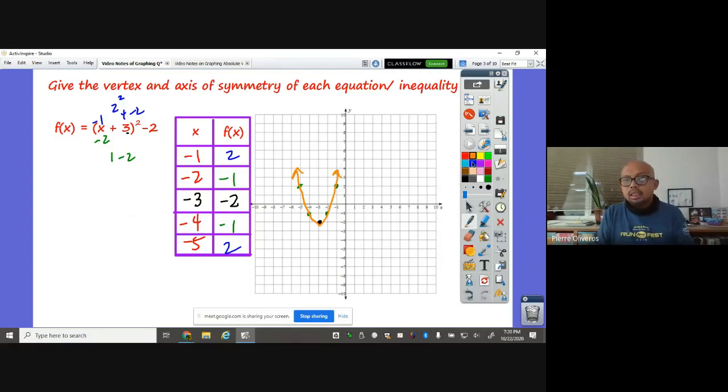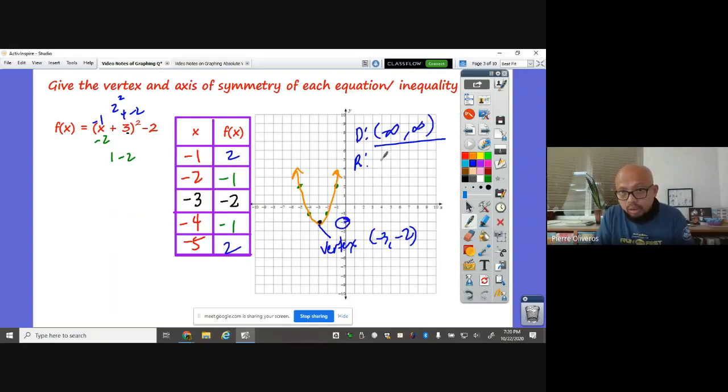All right, again, this is your vertex here. The vertex is negative 3, negative 2. All right, there you go. The domain and range, for the sake of everyone. Domain here is all real numbers. And the range there, the lowest point is negative 2. So therefore, negative 2 bracket, infinity parenthesis.